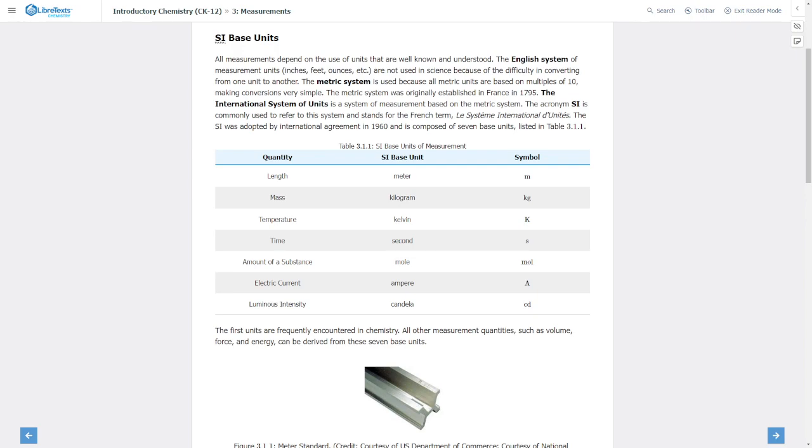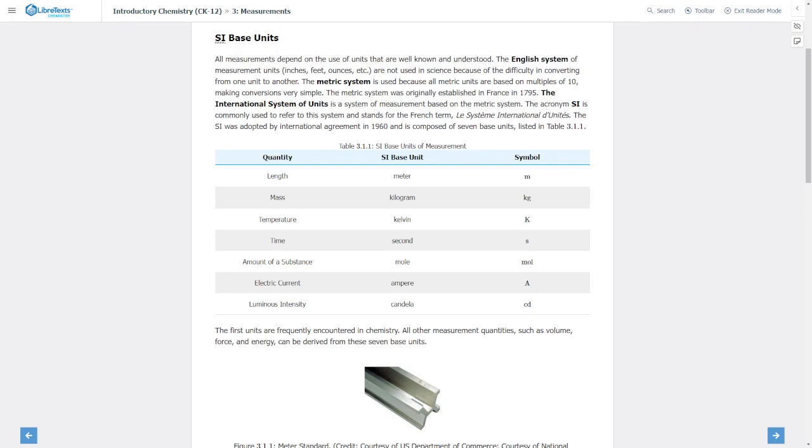So the acronym SI comes from the International System of Units, which is a system of measurement based on the metric system. SI specifically comes from the French term Le Système International d'Unités. But this was formed in 1960. It's composed of these 7 base units here in this table.